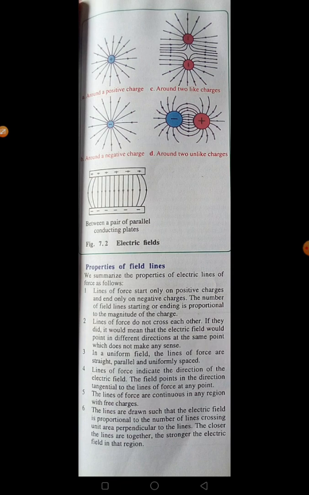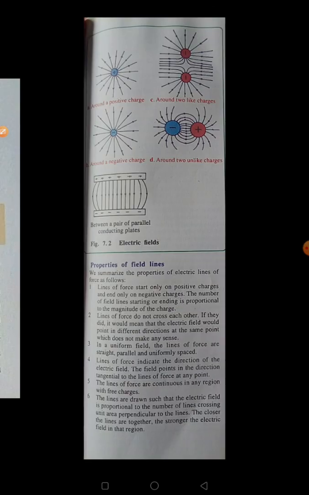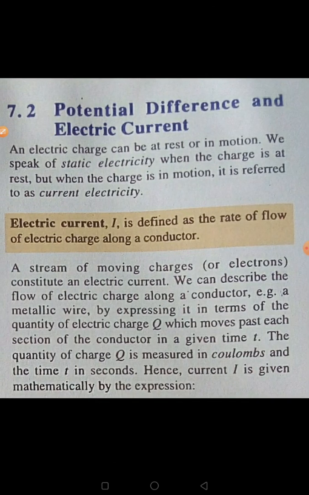Take note, that's another serious point. For you to get closer lines, the magnitude of the charge will be very big. And if the magnitude of the charge is big, the lines of force will be many. So if the lines of force are many, the lines will be very close. So if it's closer, you are going to have a strong field. That's what it's saying. So take note of that. In our next slide, we'll be looking at potential difference and electric current. Let's start with electric current and potential difference.